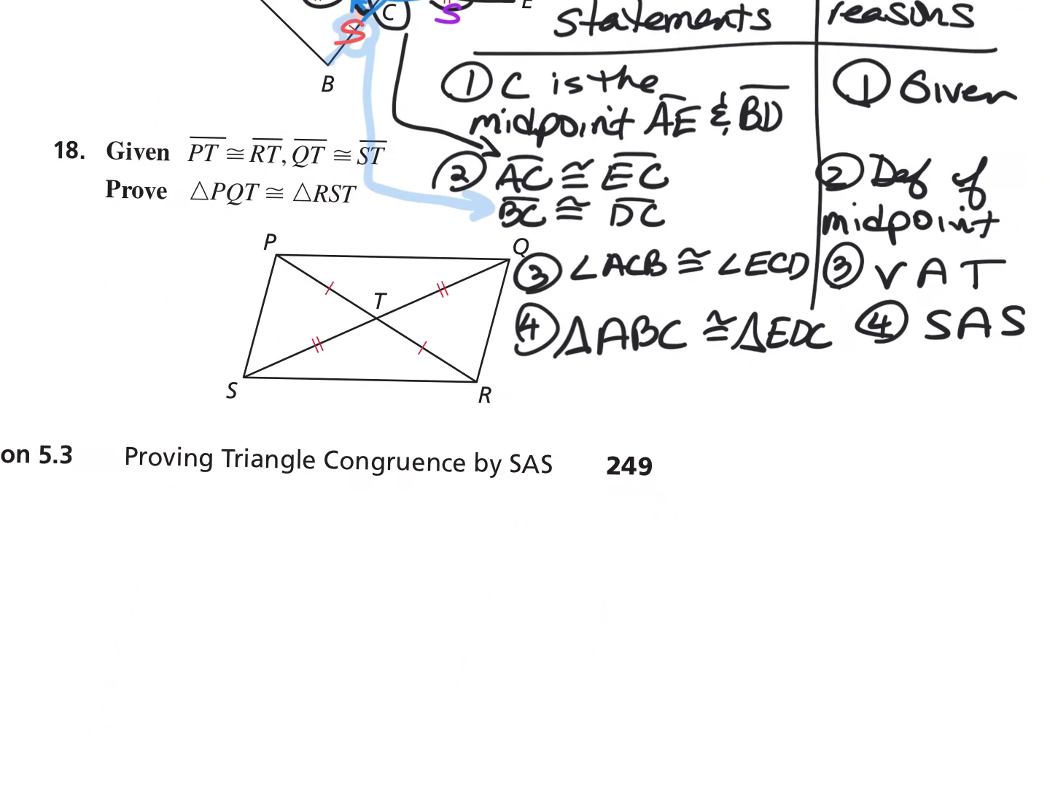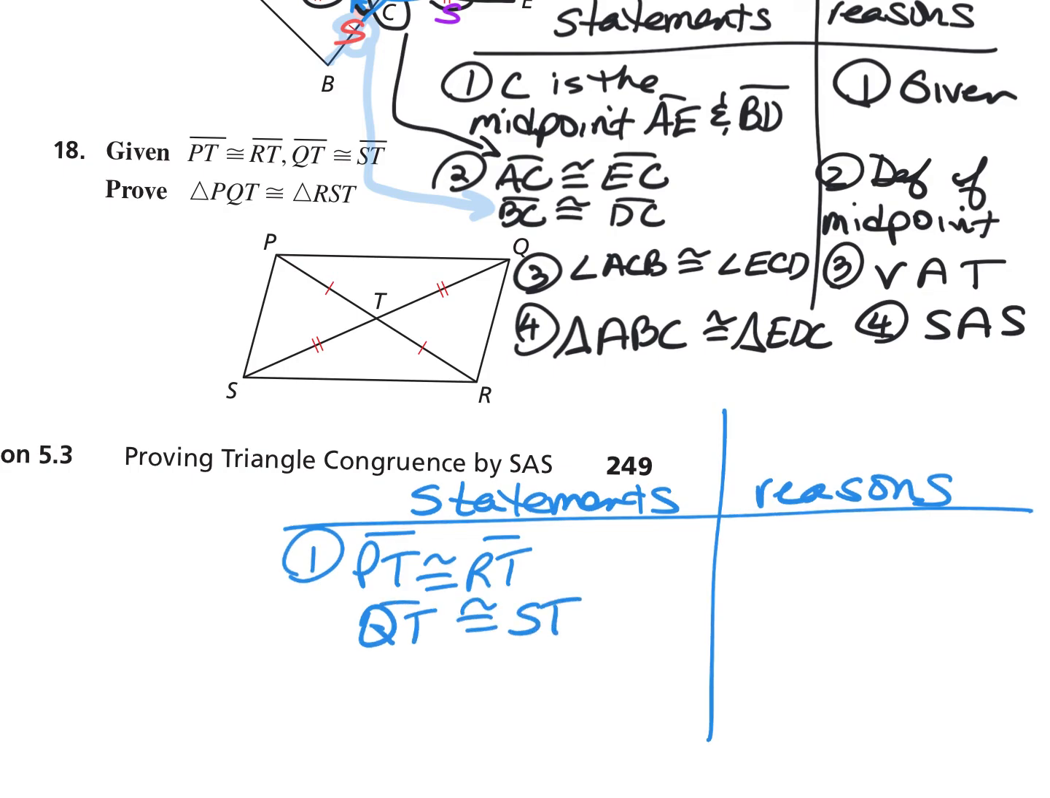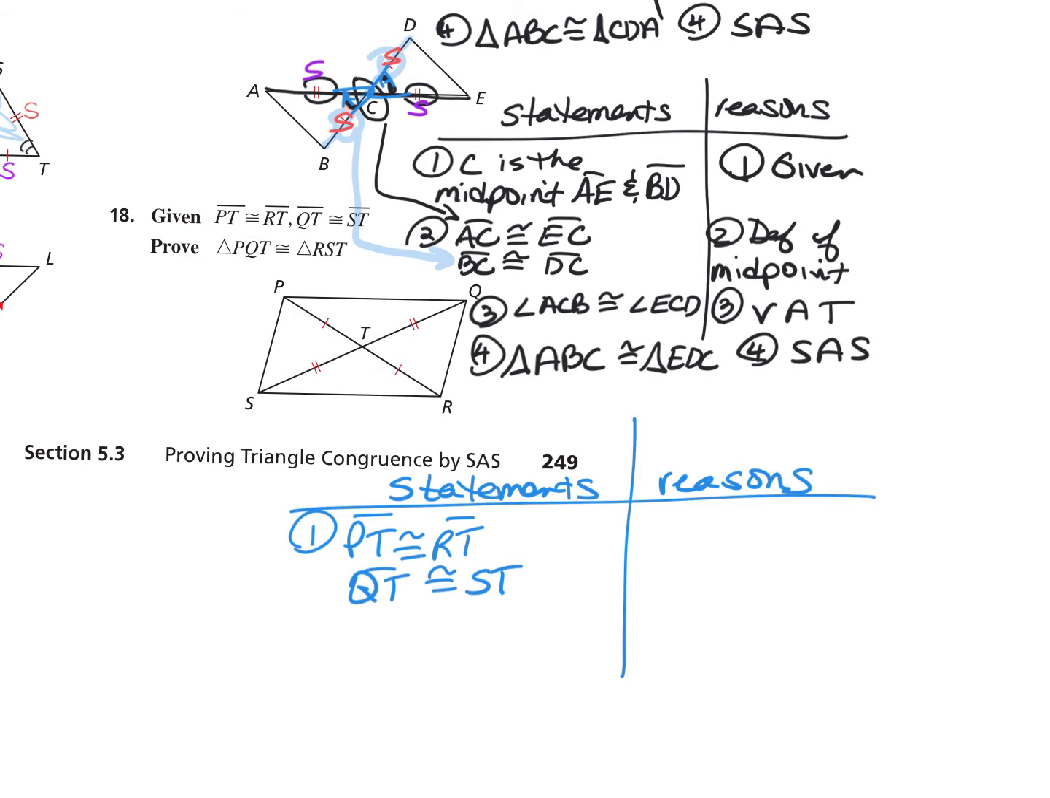So number 18, again, I'm going to set up my statements and reasons. So again, state the given that PT is congruent to RT and QT is congruent to ST. Notice this looks very similar to the other picture, but this time they weren't giving us that T was the midpoint. They actually gave us that the segments were congruent. So for this one, I don't need to put anything about T being a midpoint. All I need to do is add in my vertical angles and I'm done.